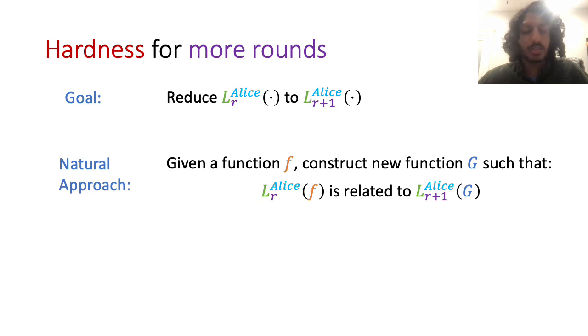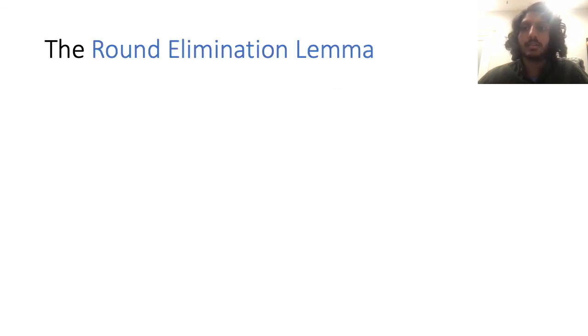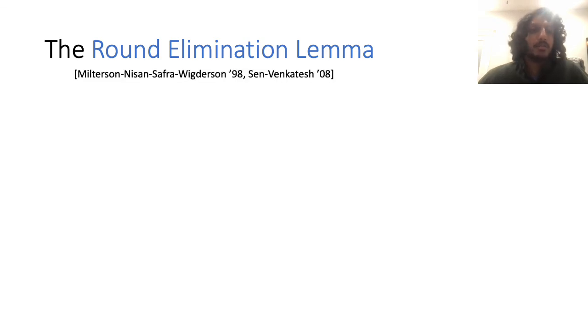And so it turns out there's a very classical tool that is able to do this. It's called the round elimination lemma. This was proved way back in '98 by Miltersen, Nisan, Safra, and Wigderson, and then later improved by Sen and Venkatesh. And it works as follows. It's a very nice construction. Given some function f, now you want to create some new function g.